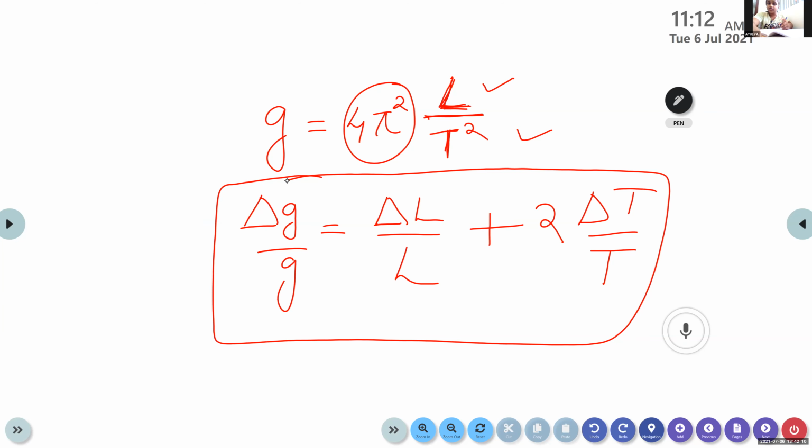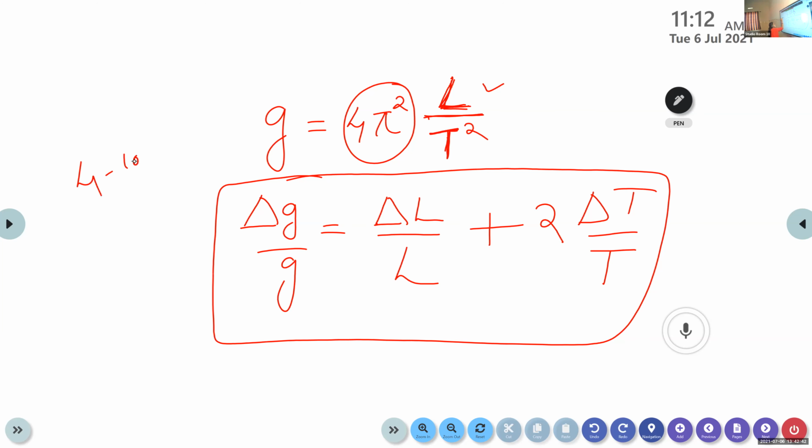Ma'am, so we don't include 4 pi square? Here it is T square. No, the 4 pi square is a constant. We don't need to find out the relative error for constants. We only find the relative error for physical quantities, not for numbers or any constant. Here 4 and pi square are constants.